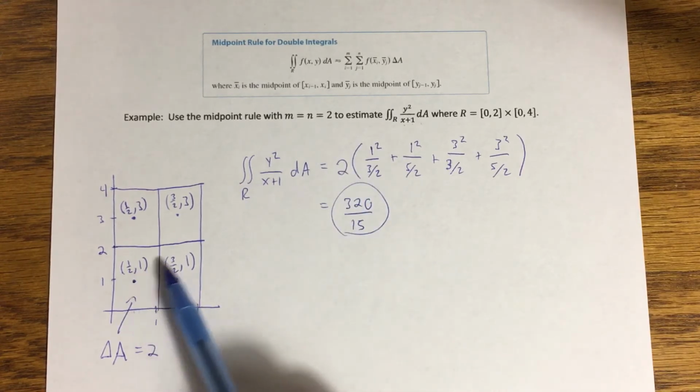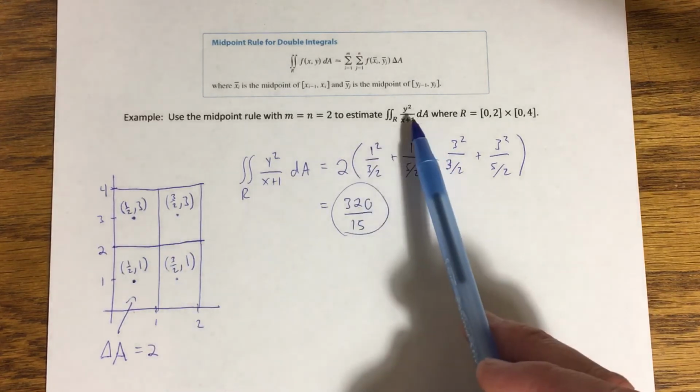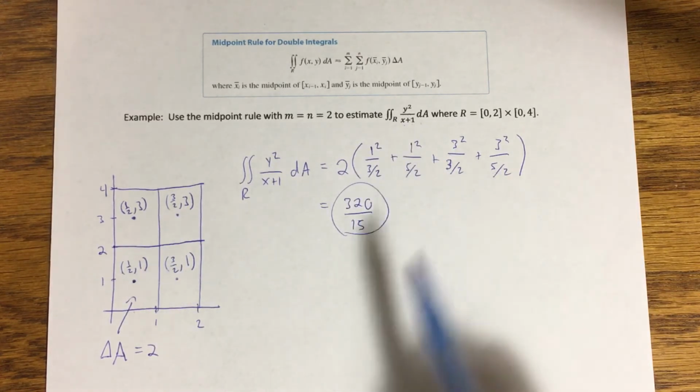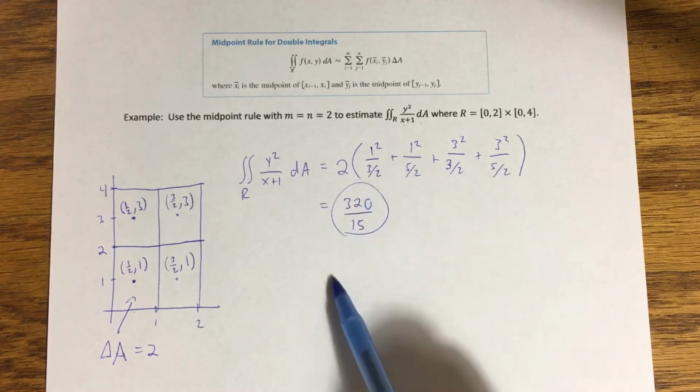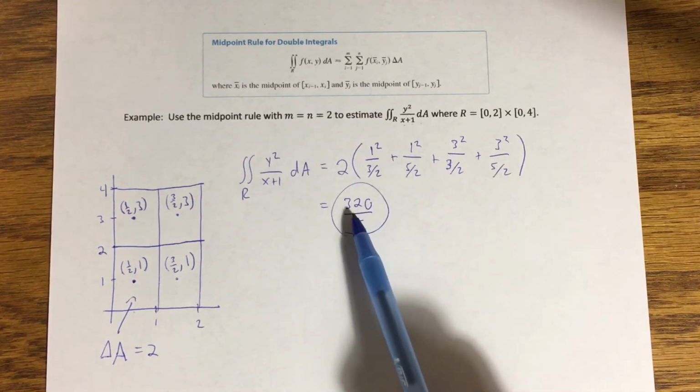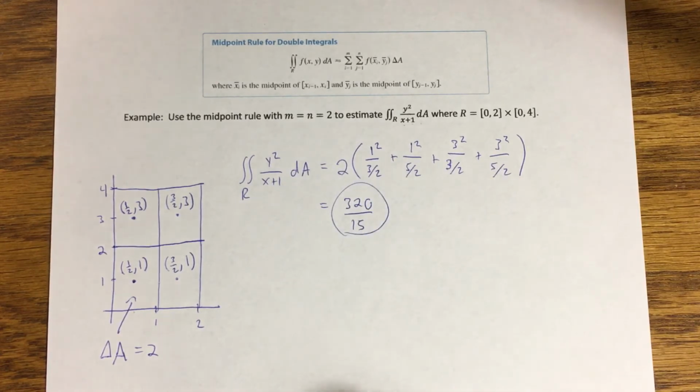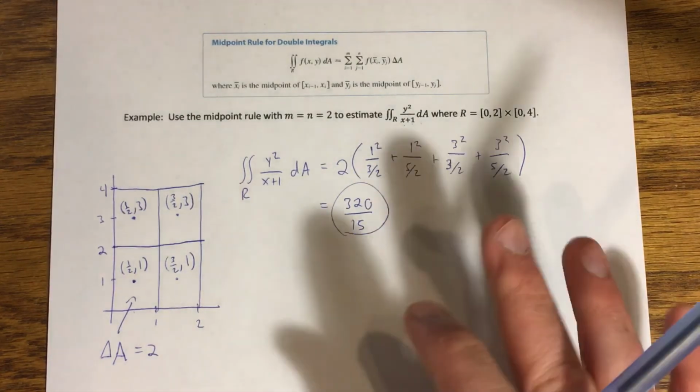And then we plug the coordinates of these 4 points into our function here. That's where I'm getting these values from. Add them up, multiply by delta A. In my case here, I end up with 320 over 15. And that's that. It's not too bad. Okay, let's go ahead and move on.